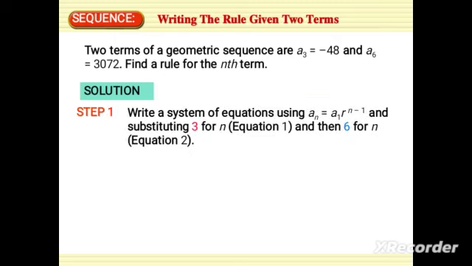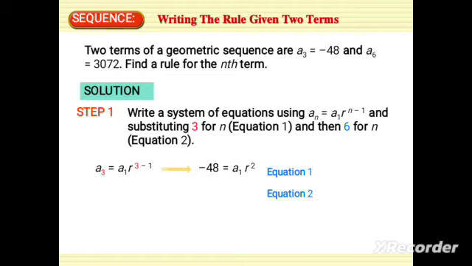So we start with step 1. We write a system of equations using the nth term, substituting when n is equal to 3 as the first equation and n is equal to 6 as the second equation. So just to start, we have ar raised to power 3 minus 1, and remember the third term was given to be -48, so it will be -48 = ar squared.